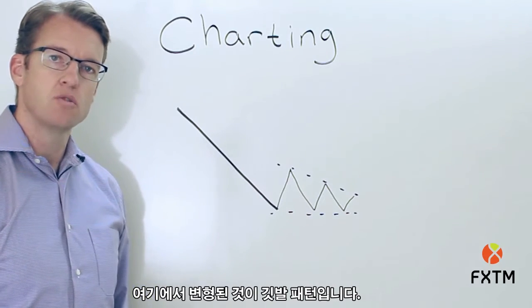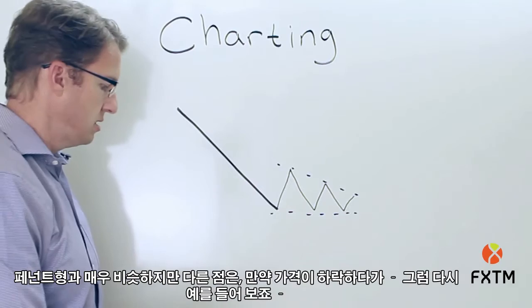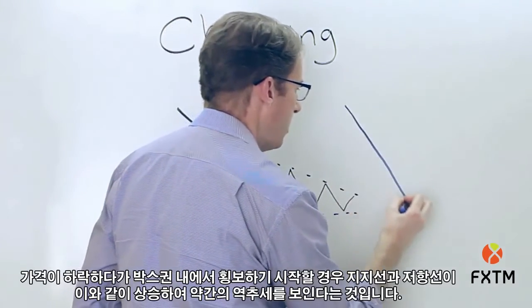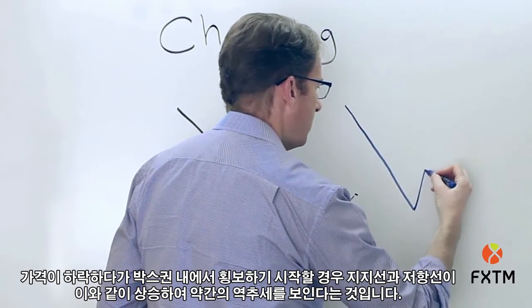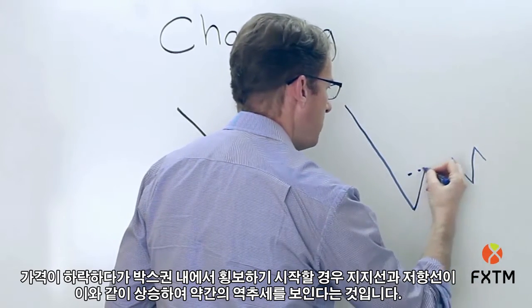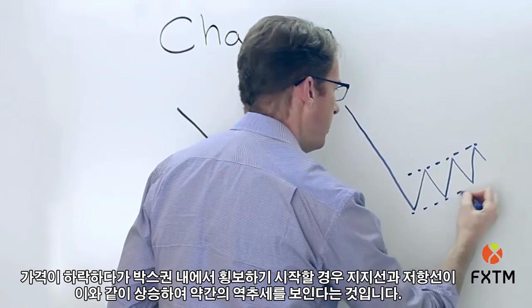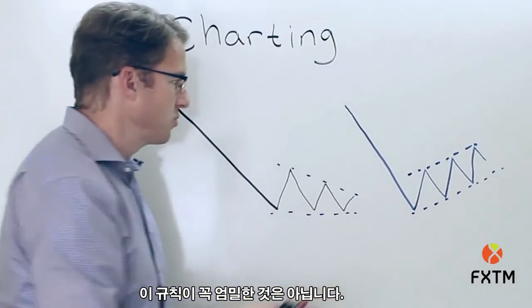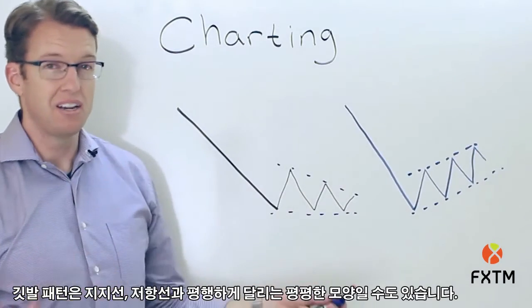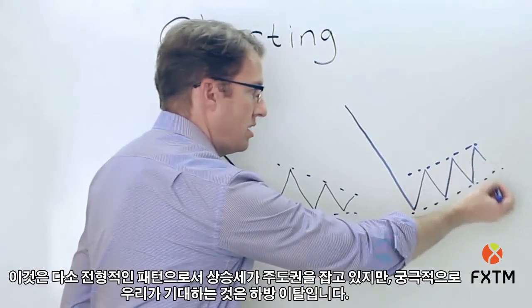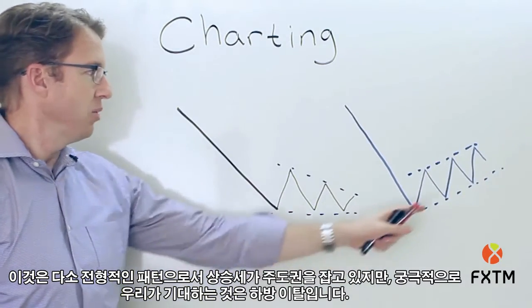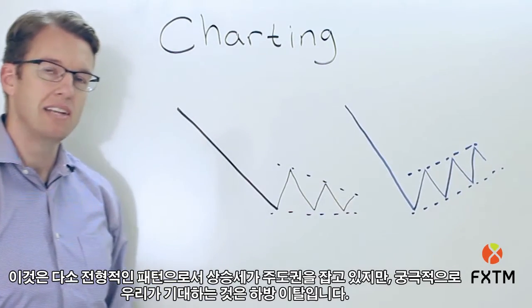Now, a variation on this would be a flag. They're very similar, but the difference being that if the price was going down, so let's do this example again, the price is going down, but it begins to consolidate within a range where both the support and resistance level are climbing, like this, so a little bit counter trend. Now, this is not necessarily a hard and fast rule. The flag can have somewhat parallel support and resistance levels and be kind of flat, that's okay too. But this is more or less a classic pattern here where bulls are attempting to take control of the market, but ultimately what we're looking for is a breakout to the downside.